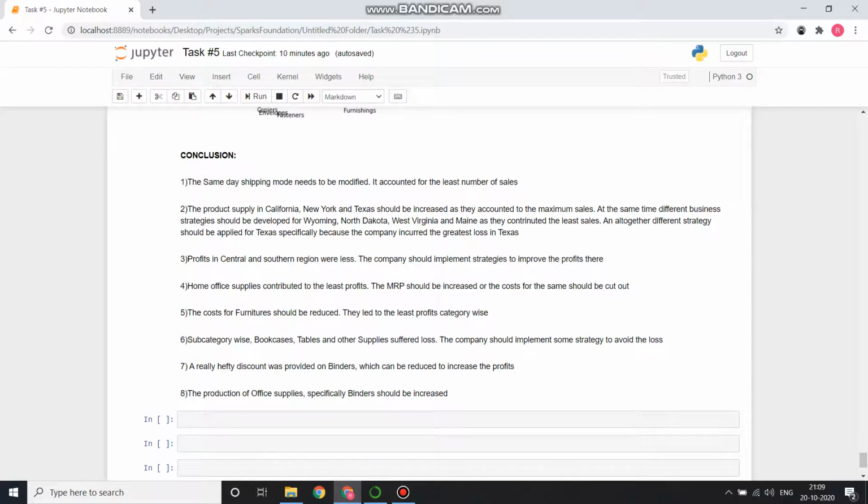The cost for furniture should be reduced. They led to the least profit category wise. Subcategory wise, bookcases, tables, and other supplies suffered loss. The company should implement some strategy to avoid the loss.